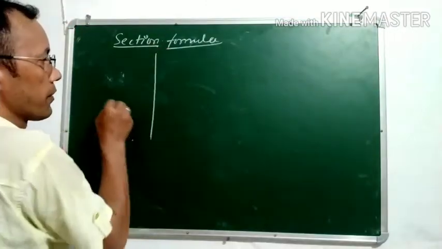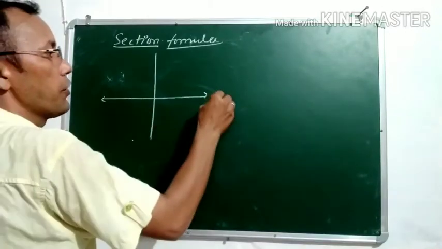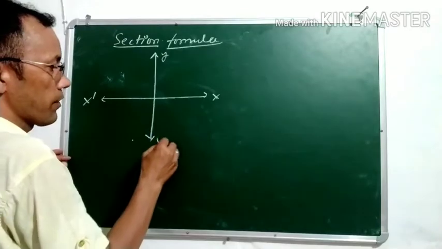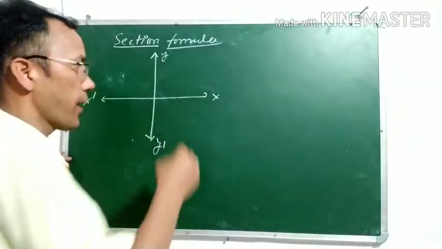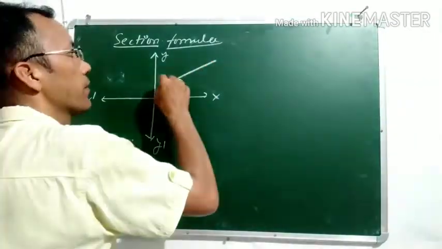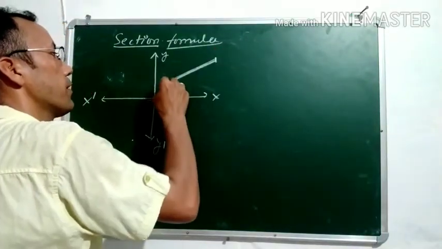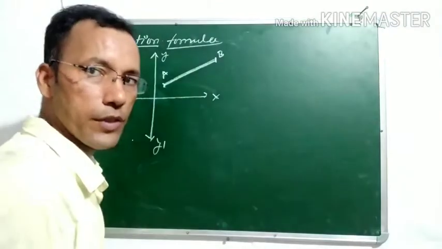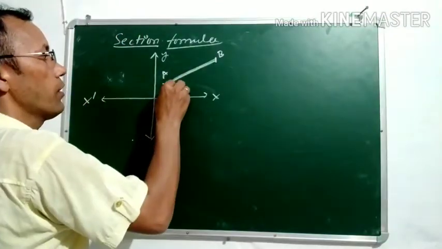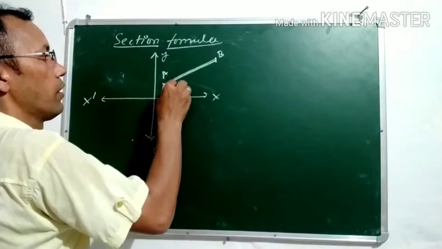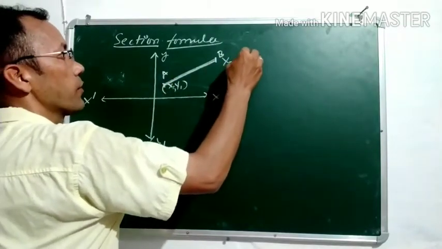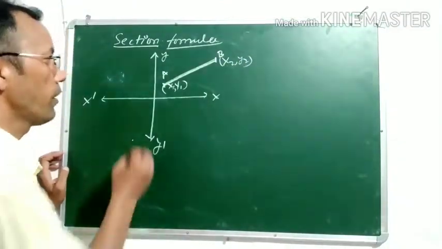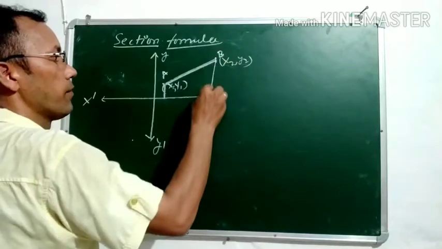Let this be the Cartesian plane. This is x dash and y dash. We have a line segment. This is the length of this one. This is A and this is B, the line segment, and the coordinates of A and B are given. This is x1 and this is y1, and this is x2 and this is y2.